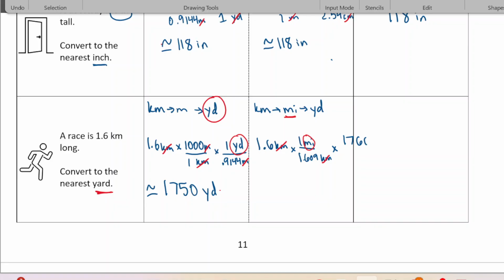There's 1,760 yards in 1 mile. See, the miles have canceled now, and we've got yards, which is what I want. And so in our calculator, we type that in, you'll get the same answer, 1750. So the race is about 1,750 yards long.